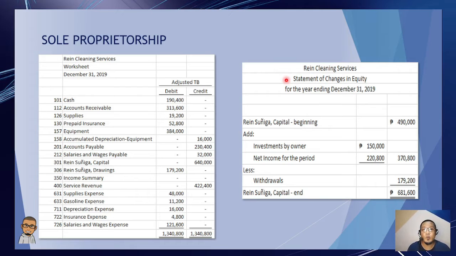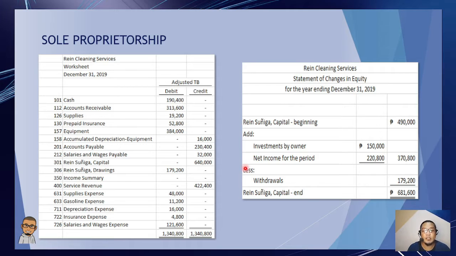And now, we also have to make sure of the period that we are reporting for. So in this case, since we're reporting the statement of changes in equity, we are going to tell the users that this is for the year ending December 31, 2019, if that is the case. Now, don't be surprised if you see in your trial balance that the capital account and the drawings account are not the same as in the statement of changes in equity.